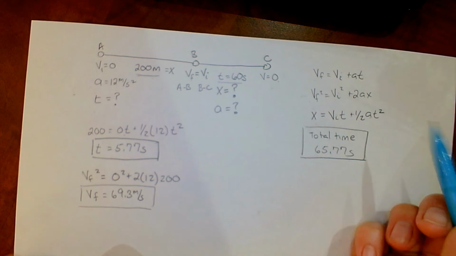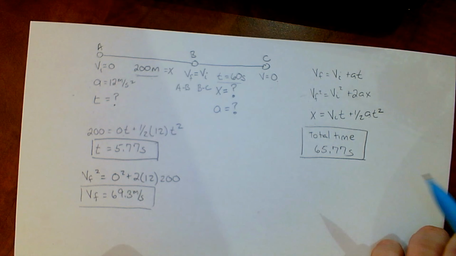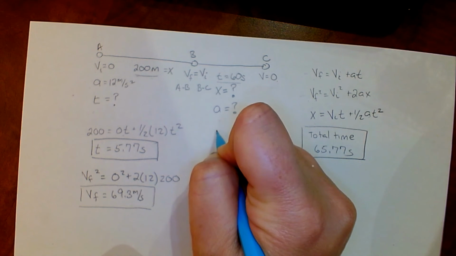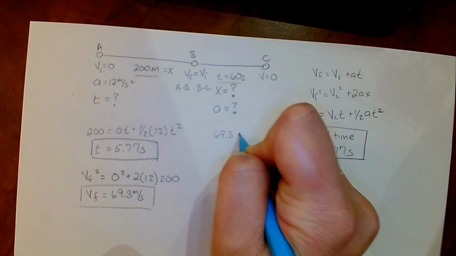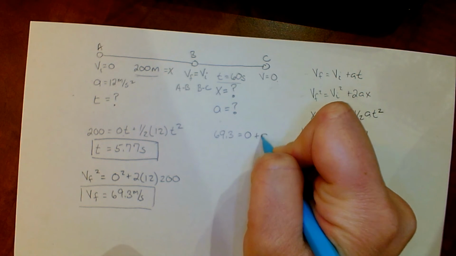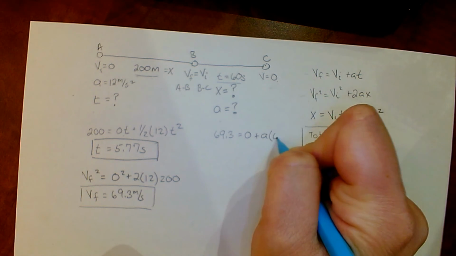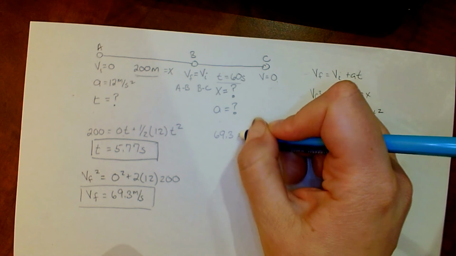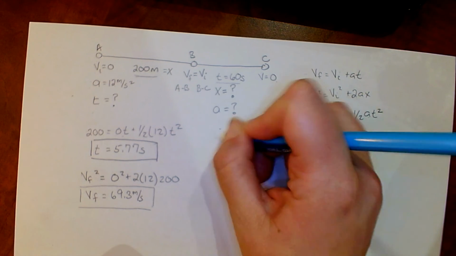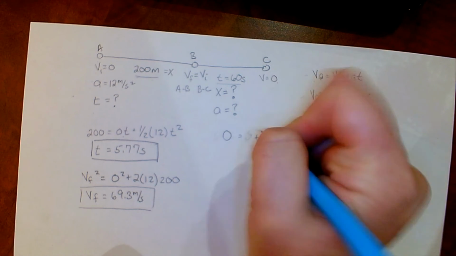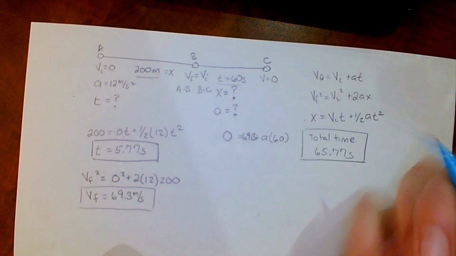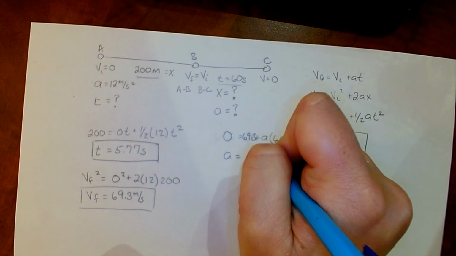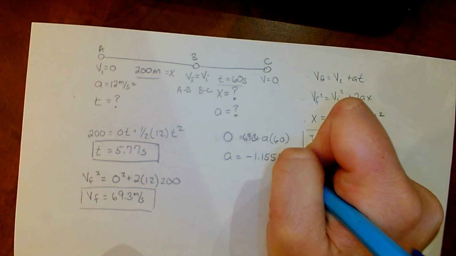So now I'm going to find acceleration. Let's use the first equation. So 0 equals 69.3 plus a times 60. Whoops, I plugged in the wrong thing. That way we get acceleration of negative 1.155. Negative because it's slowing down, so that makes sense.